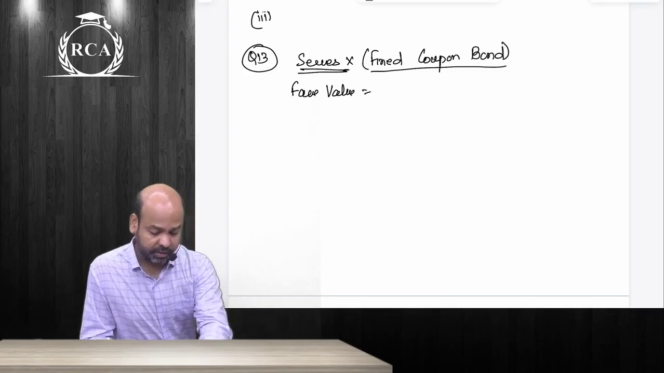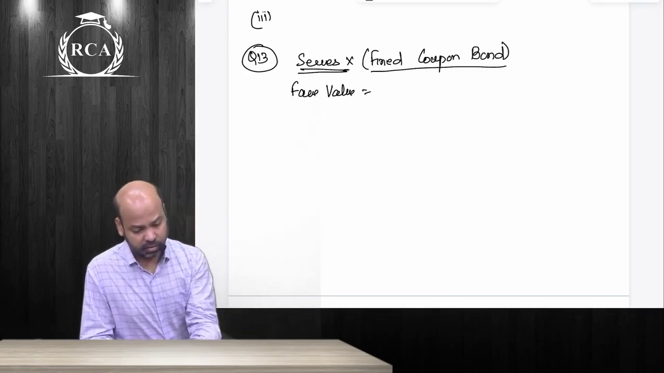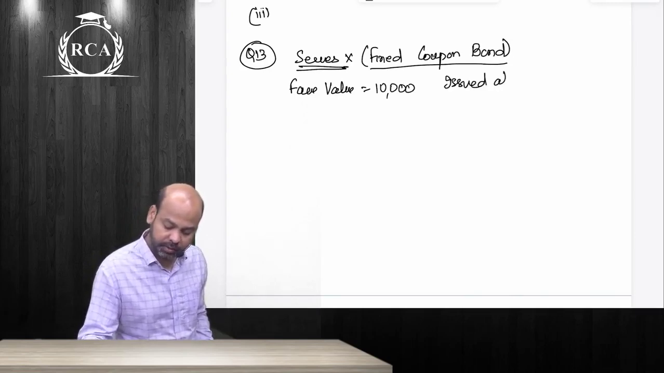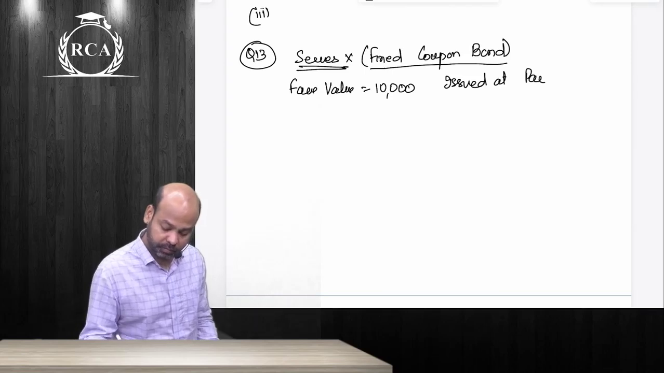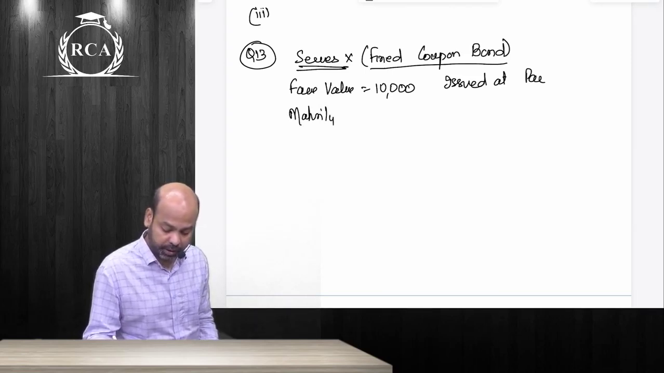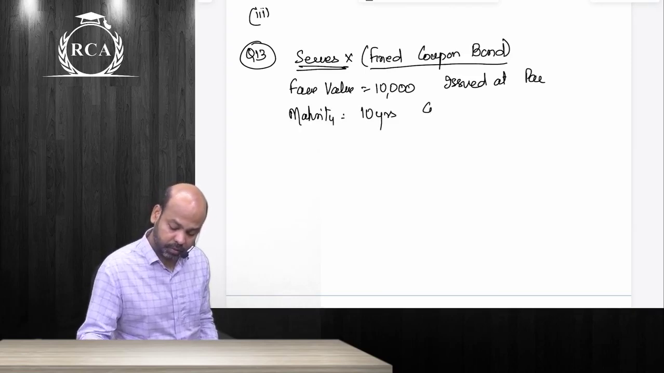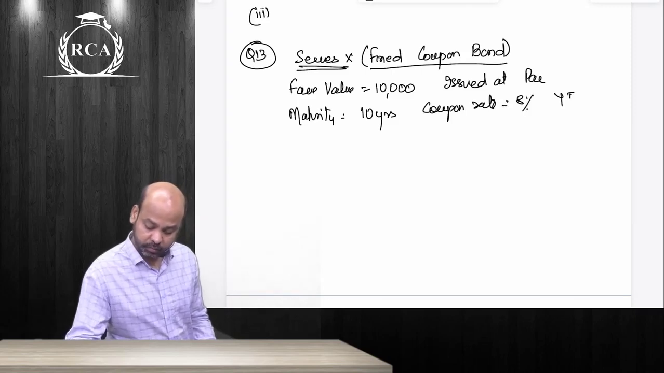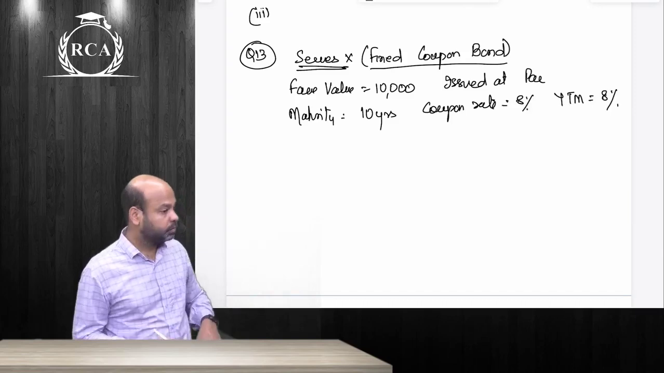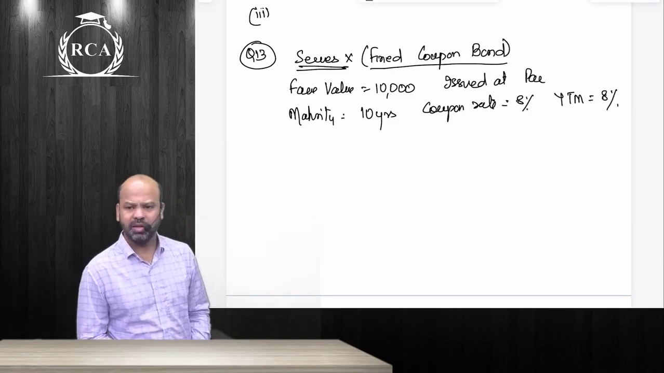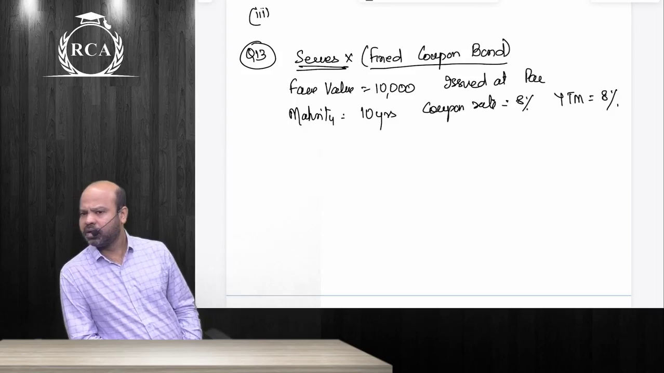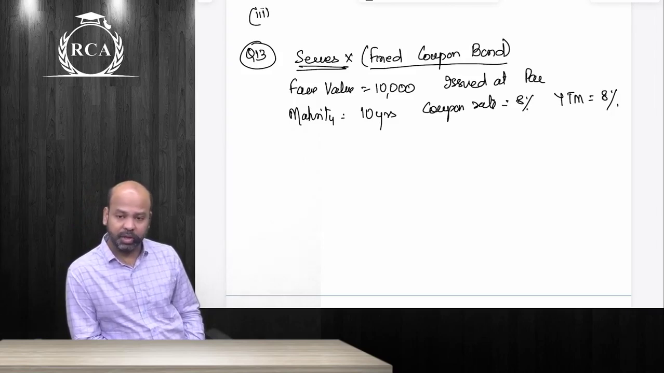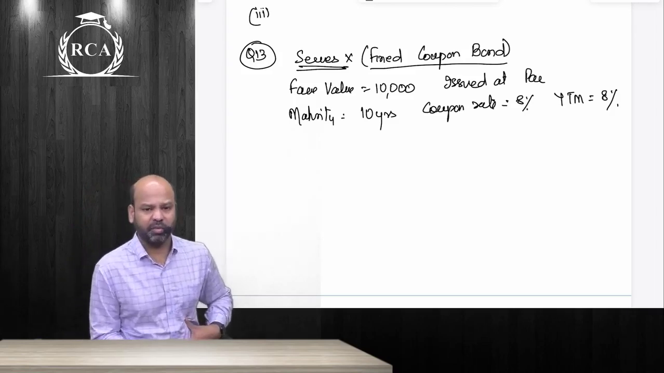Face value, I think, is 10,000, no? Face value is 10,000. Issued at par. Maturity 10 years. Coupon rate was 8%. YTM is 8%. So: face value 10,000, issued at par, maturity 10 years, coupon rate 8%, YTM 8%.